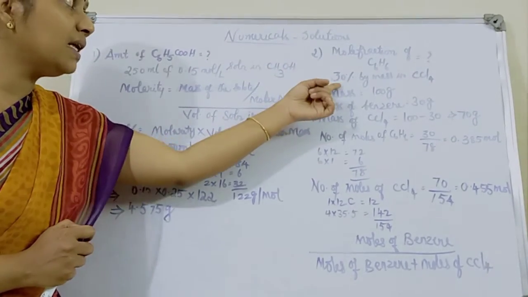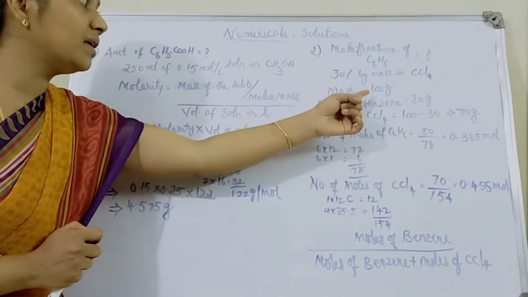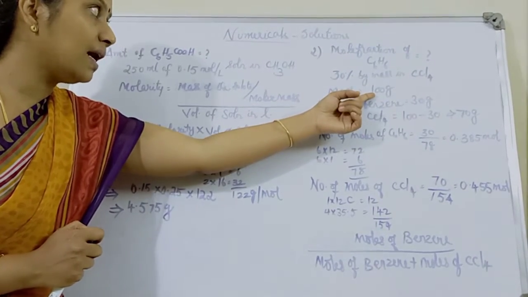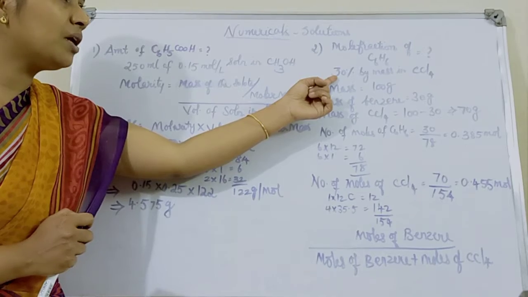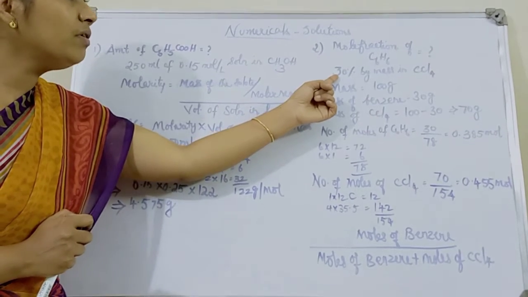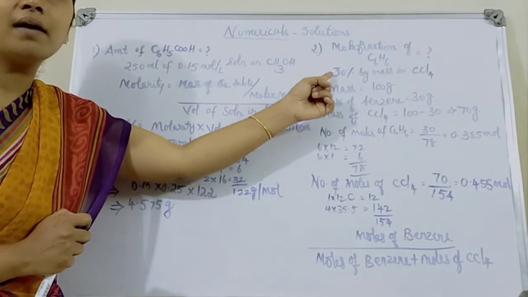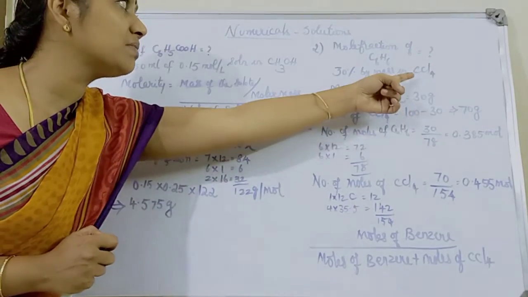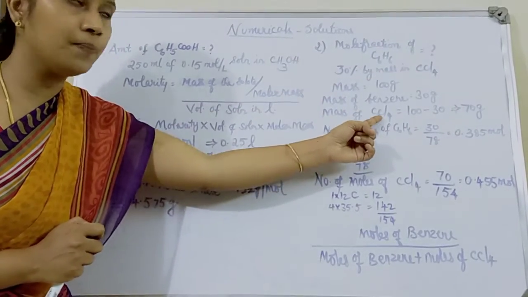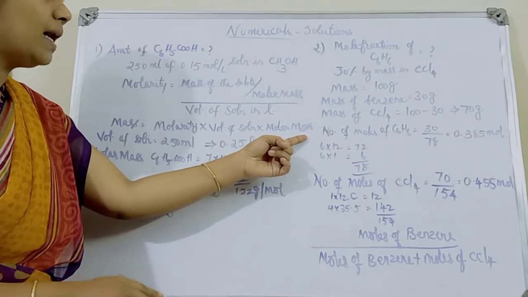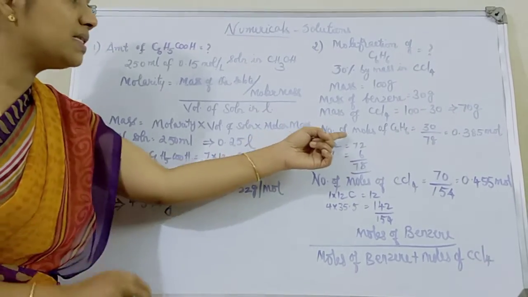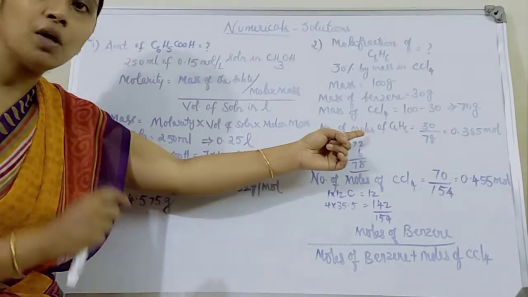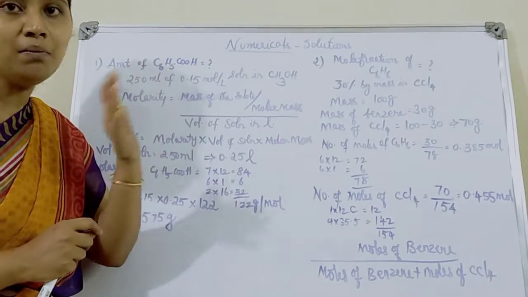Since it is percentage, then mass is 100 grams. From 100 grams, your 30 gram is nothing but your mass of benzene. And what will be the mass of the solvent? It should be 100 minus 30, that is 70 grams is nothing but your mass of CCl4. Okay, now you have to calculate the number of moles of benzene required. Number of moles, what is the formula for number of moles? It is mass by molar mass.